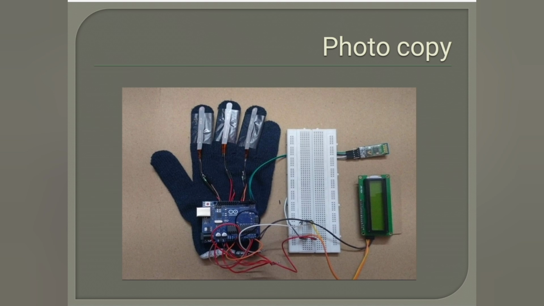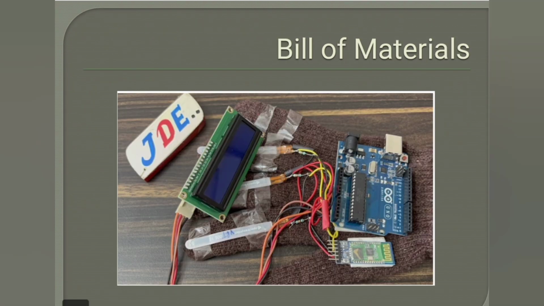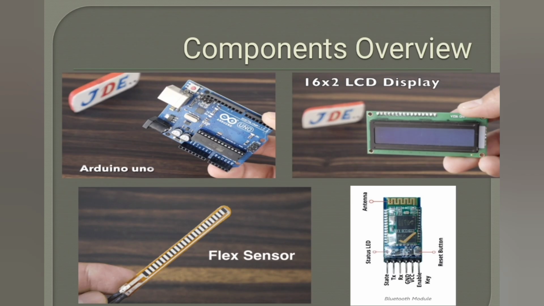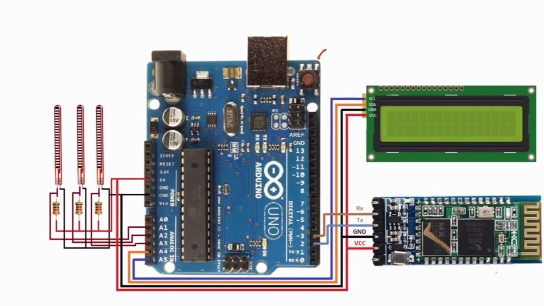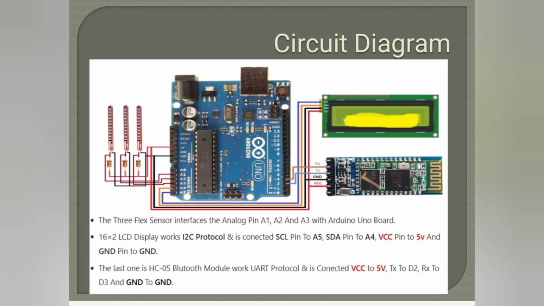And now coming to the components and bill of materials. We need Arduino, LCD display, flex sensors, and a Wi-Fi module, and you can refer to this page for more information. And this is the circuit diagram. Make connections according to it, as you all do in AC and DC labs. Now let me show how to do the coding for this.